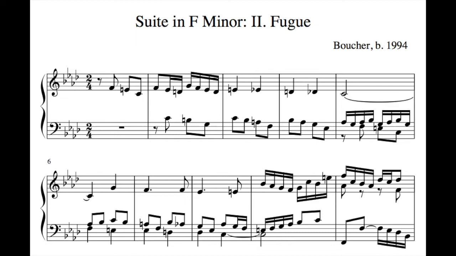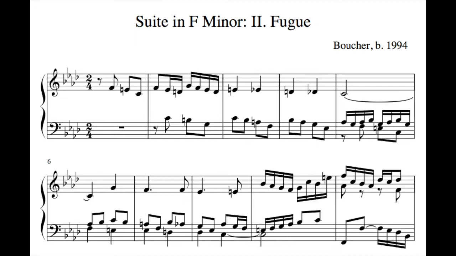So fugues will always start off with a subject. In this case, the subject is just four notes. And from those four notes, the problem is that you can't grasp if we're in F major, but it's not until we hear the entrance in C minor that we are in F minor instead of, say, F major. Now, with a three-voice fugue, you have to introduce the subject in the tonic in whichever range you're really looking for. In this case, we're starting in the soprano, in the alto, and we answer in the tenor.